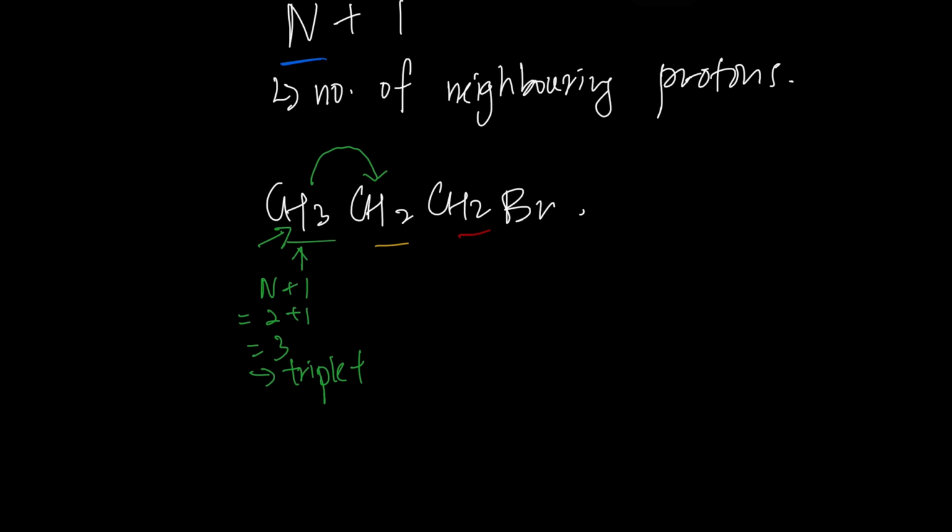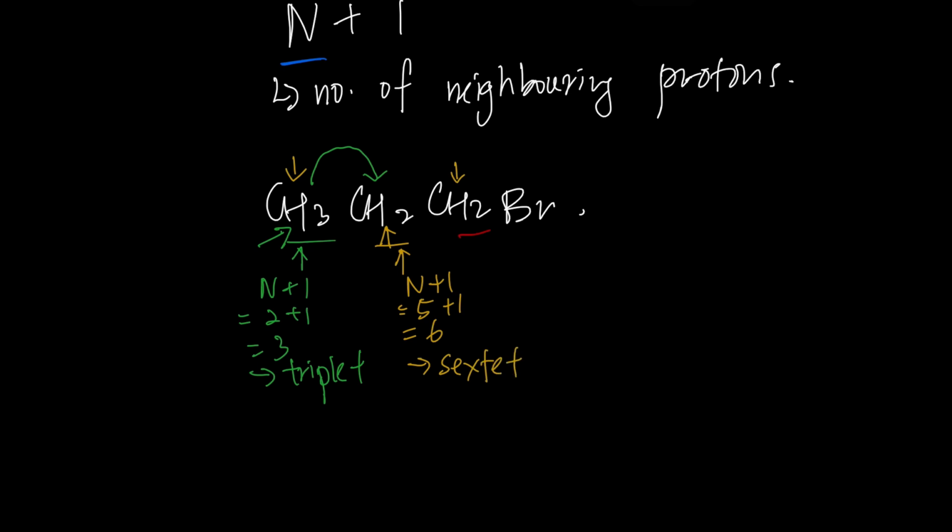Let's look at the second one. For this proton, n plus 1, where n is the number of neighboring protons. You have this as neighboring protons and also this as neighboring protons. Remember, neighbors can be from both sides. So now n equals 3 plus 2, which is 5. You have in total 5 neighboring protons, 5 plus 1 equal to 6. So the signal given by this proton is a septet.